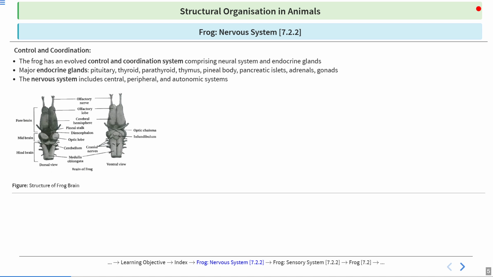So here we can see the structure of the frog brain. Frog brain, right? It has been divided into three different parts: forebrain, midbrain, and hindbrain, right?